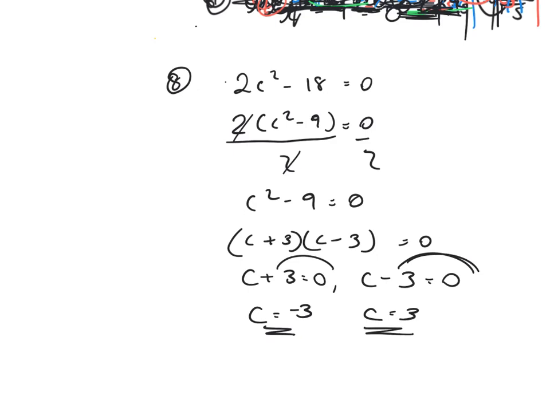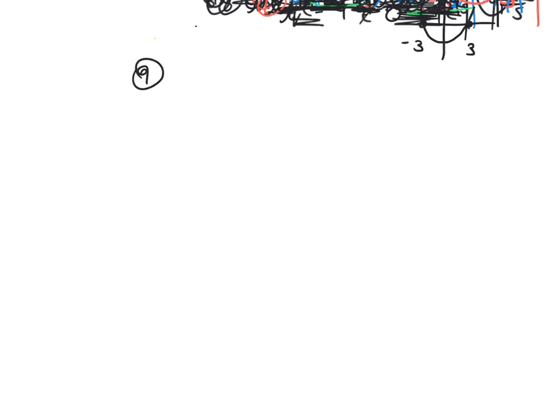Okay, so what might that one look like? Well, again, it's a positive c squared, so it's going to be a concave down parabola. And a root at minus 3 and 3, and it might look like that. Okay, let's try one more, which is this one, 2x squared equals 8.